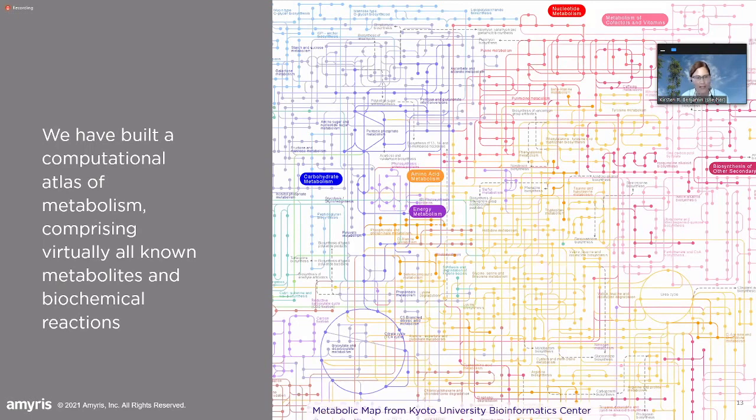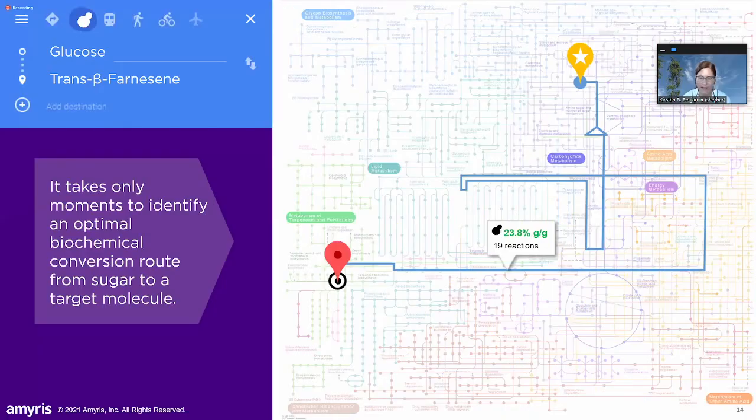And what we've done at Amyris is built a computational atlas of metabolism that comprises not only all of the metabolites and biochemical reactions that are known in our microbial host, for example, in yeast, but also all of the metabolites and biochemical reactions known from all organisms throughout the world. And this then enables us to create, in essence, something like a Google Maps of metabolism, where we can say, we want to start from glucose and we want to end at trans-beta farnesene. Press the button, hey, machine, tell me the fastest way to get from A to B.